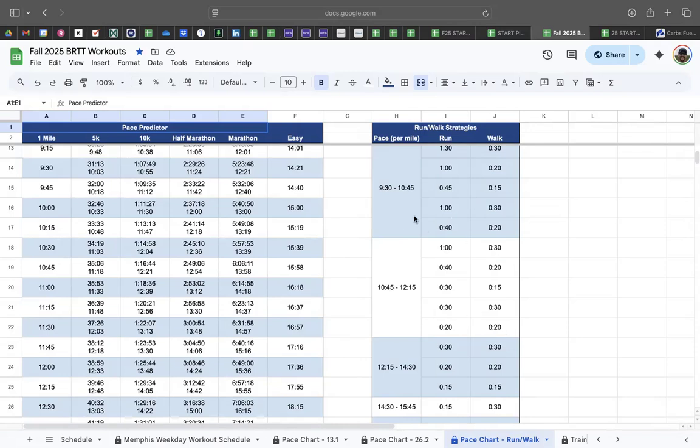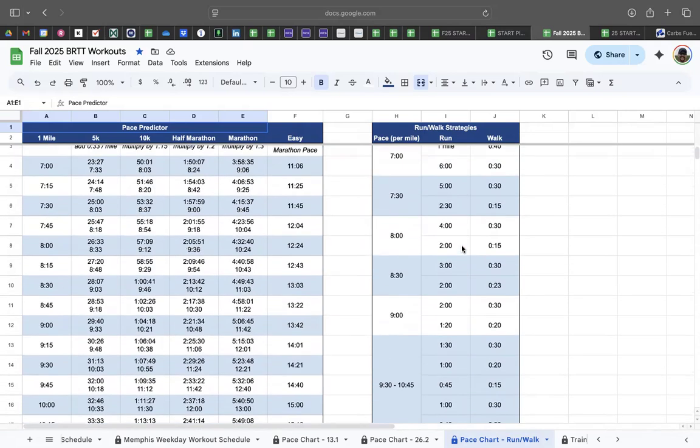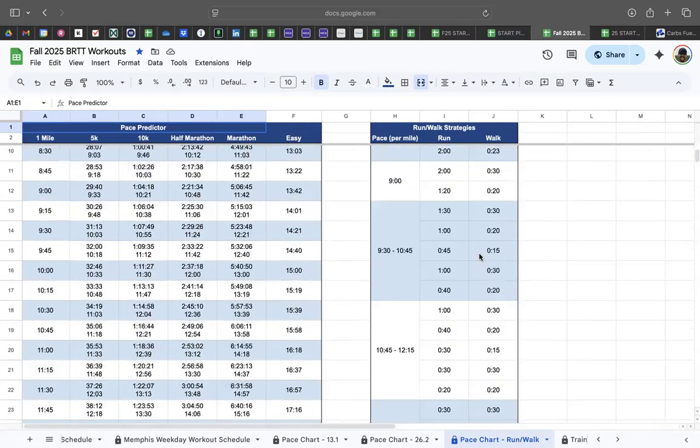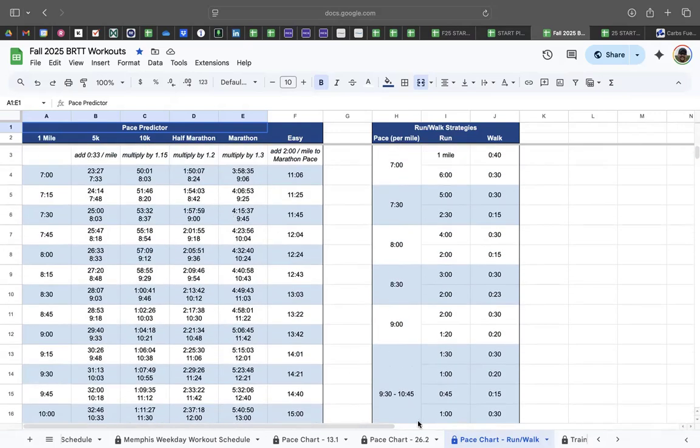And so I think the biggest value here is there's some recommendations on what intervals could make the most sense at different paces. And then there is a general framework for what you might be reasonably able to accomplish in terms of goal times for a half or full marathon based off of a mile time. Or if you have a recent 5K or 10K time, you could plug those in and use that. So that's the run walk pace chart.